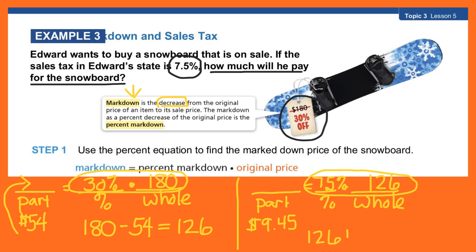126 for the snowboard and $9.45 in tax gives me a grand total of, drum roll please, $135.45. Ooh, there were a lot of steps to that one.